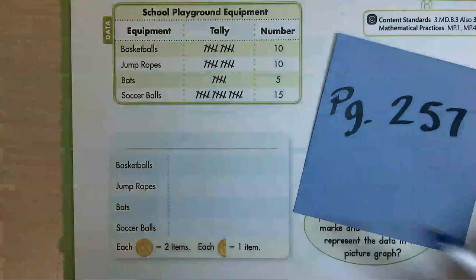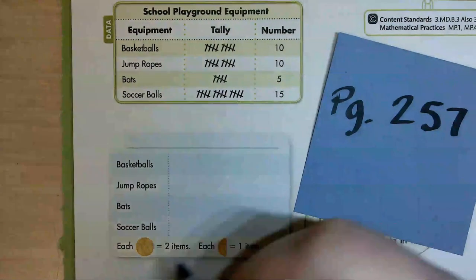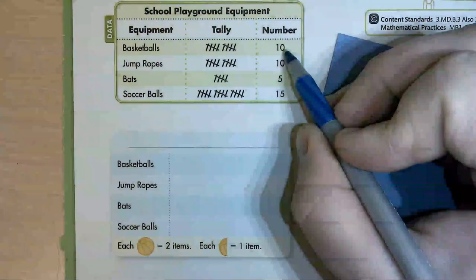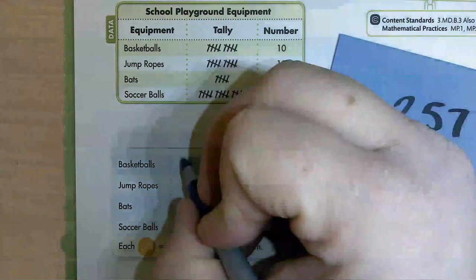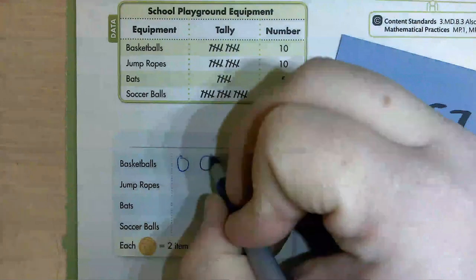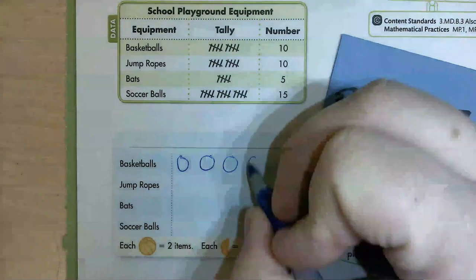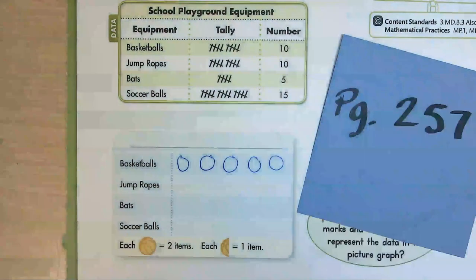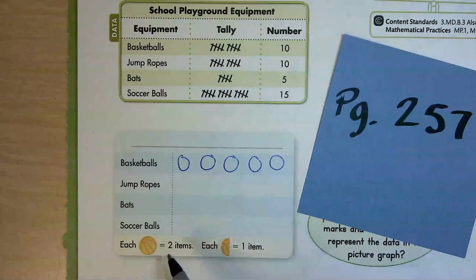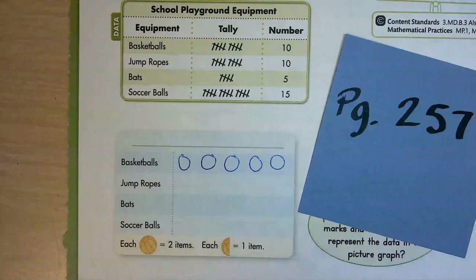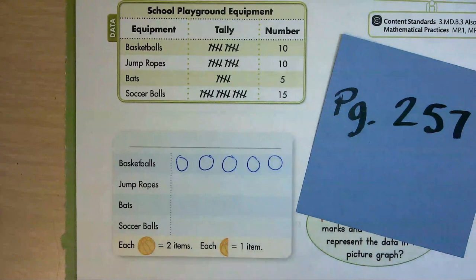So let's go ahead. You can grab your pencil and do this one with me. I'm going to count by 2s every time I make a circle for a ball, and we're going to get up to 10. So we've got 2, 4, 6, 8, 10. All right. 2, 4, 6, 8, 10. And I'm just going to stop there. You can add the details if you want to, but a lot of times that's just extra work that we don't really need to do.